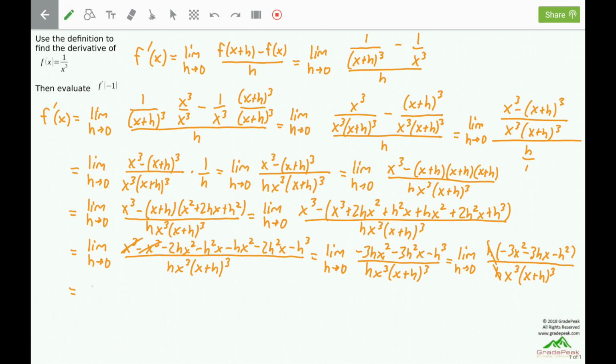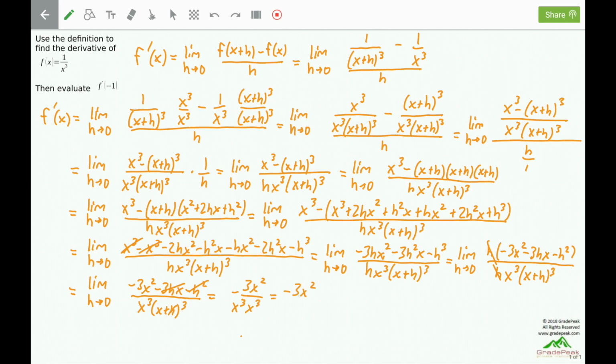I'm just going to rewrite what we have left, but we will be able to plug a 0 in for the remaining h's. So negative 3x squared minus 3hx minus h squared, and then over x cubed times x plus h cubed. Each of the h's becomes a 0. So that'll be a 0, that'll be a 0, that'll be a 0. And we're left with negative 3x squared over x cubed times another x cubed.